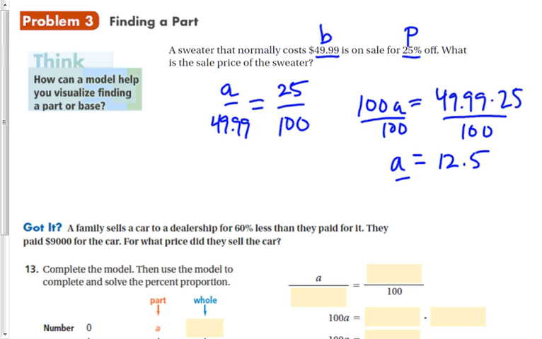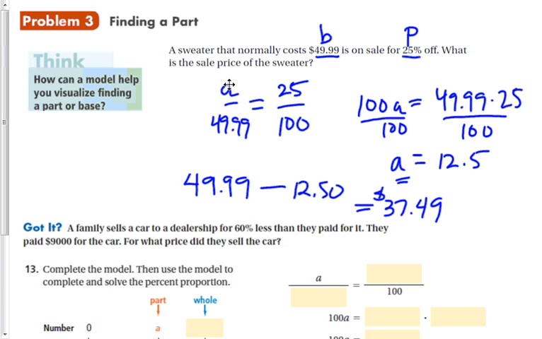Now that's the discount. A, the part, is the discount at 25%. So to find the sale price, we have to do one more thing. We have to subtract it from the original price. And when we do that, we get $37.49. All right, I'm going to let you try that.